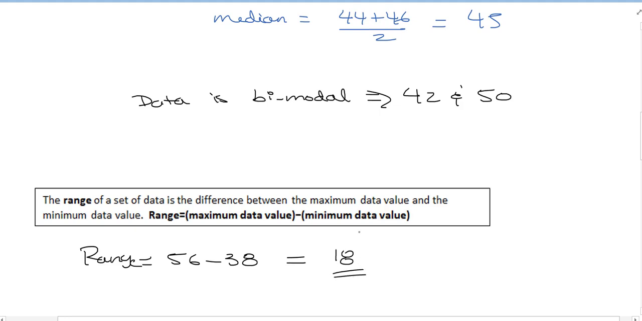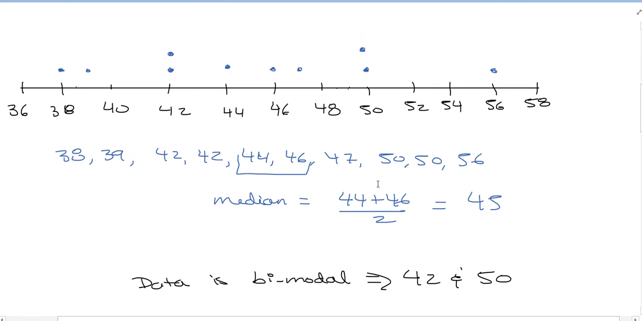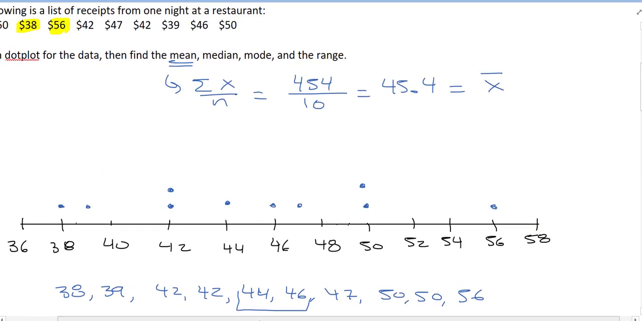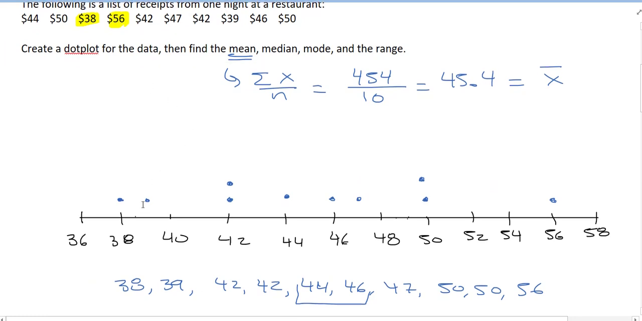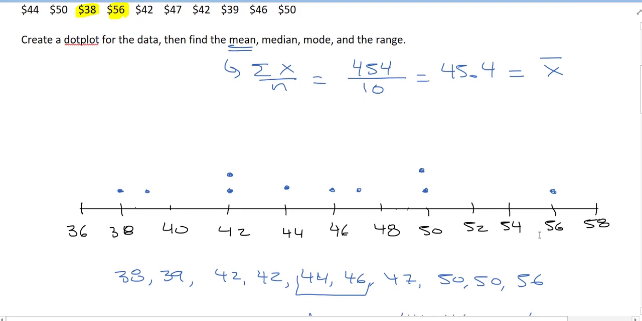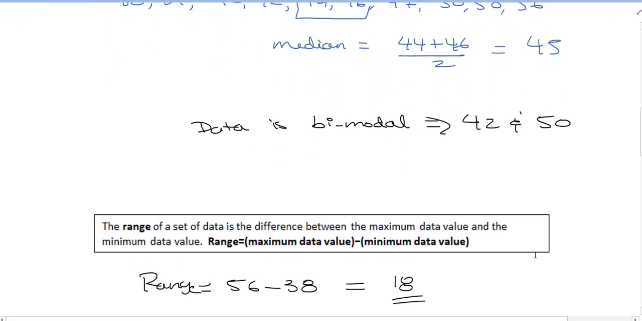Now let's keep in mind the units, right? We are talking about receipts from a restaurant, for a night at a restaurant. So our lowest value is $38 and our highest value is $56. And then the bills range $18 from the lowest value to the highest value. So the entire rest of the receipts are within $18. So that's what the range is telling us.